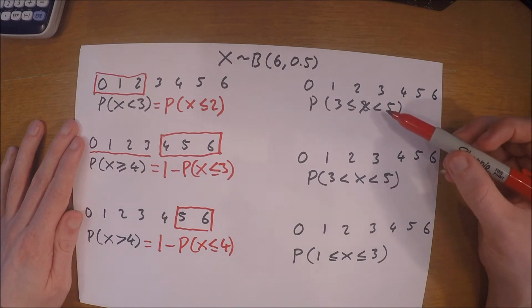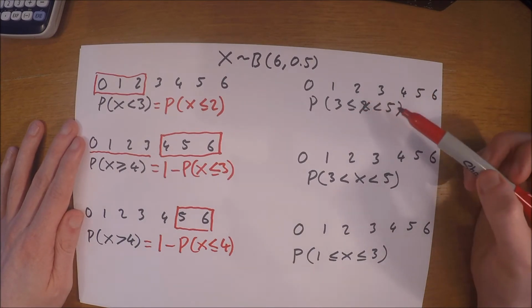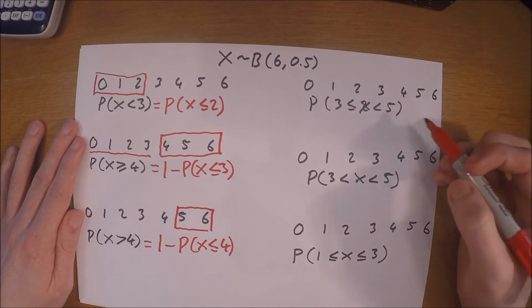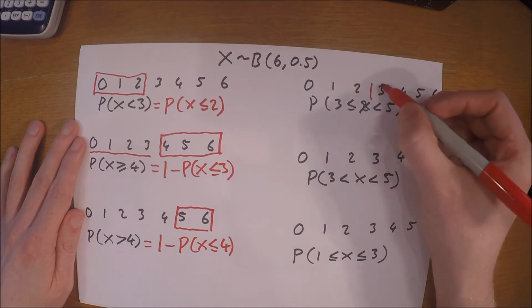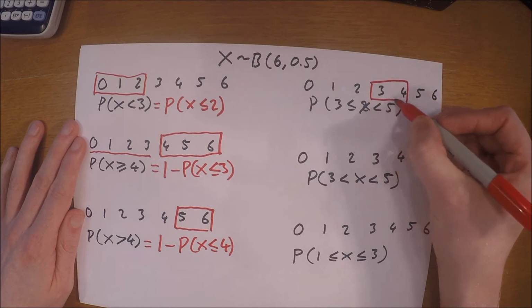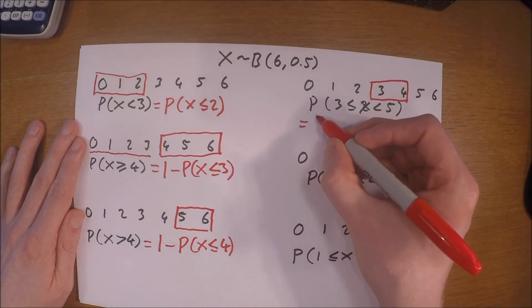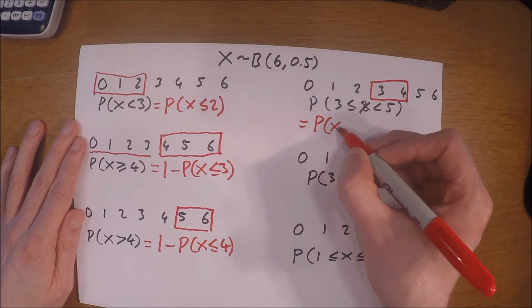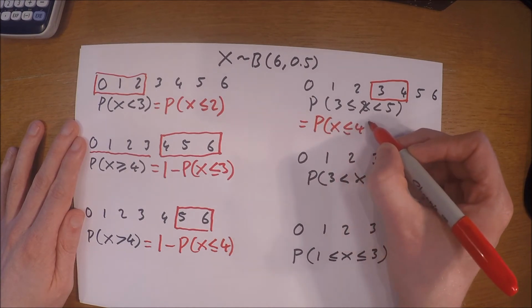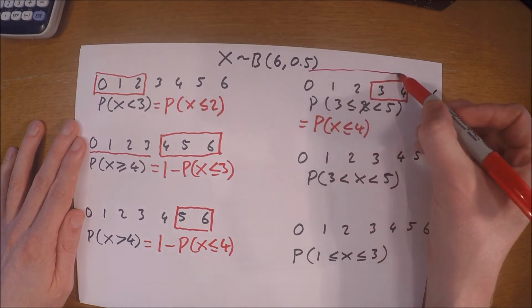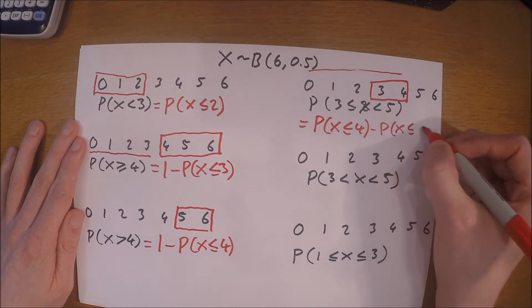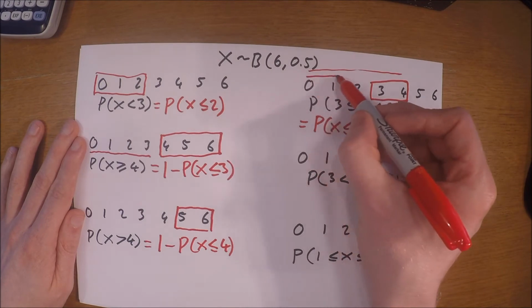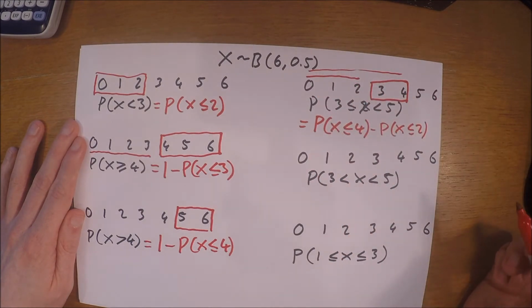Over here we've got a dual inequality, so that x is greater than or equal to 3 but strictly less than 5. So let's try and highlight what this is. Well, it can't be 0, 1 or 2, it could be 3, it could be 4, but it can't be 5. So it's these two values here. And this is going to be the probability that x is less than or equal to 4, which represents all of these, take away the probability that x is less than or equal to 2, which represents the ones that we don't want.